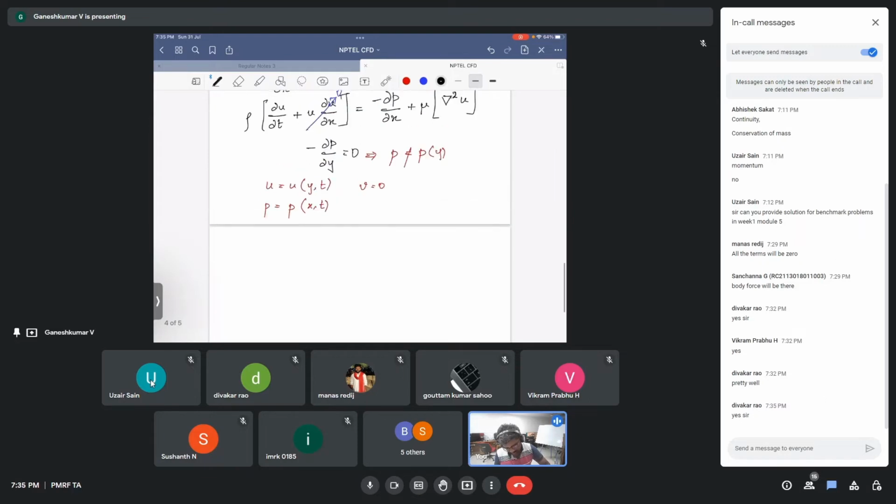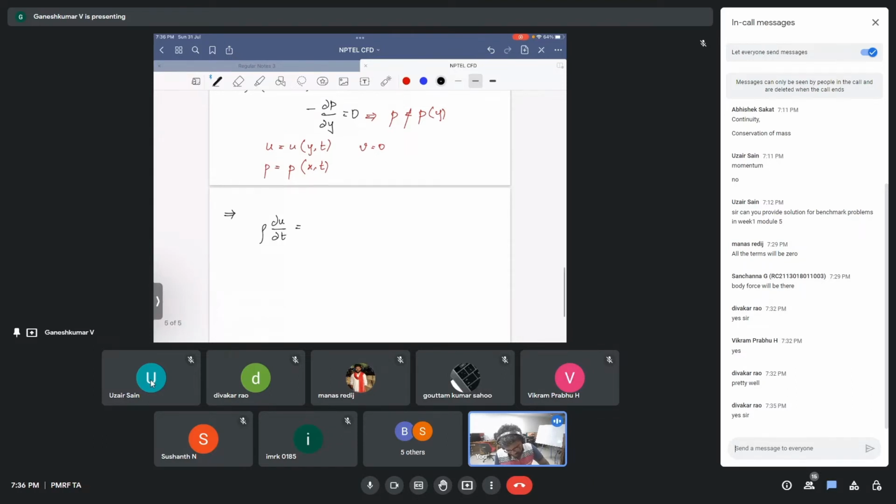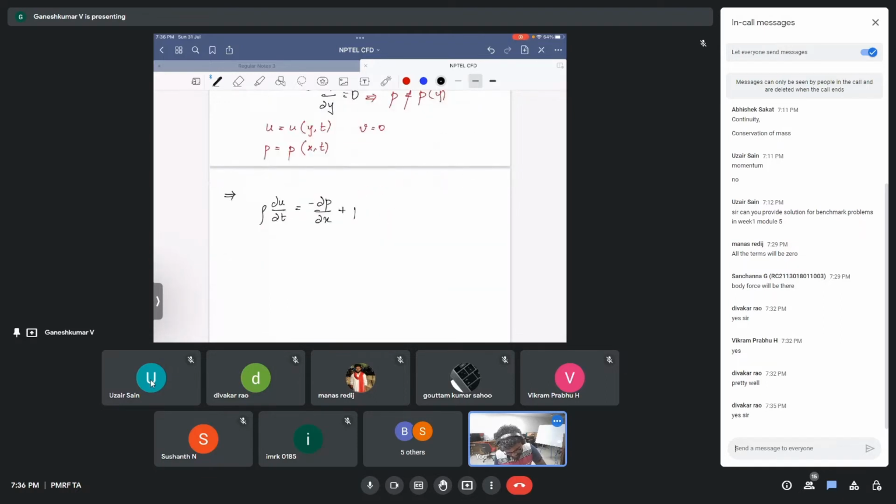After simplification, we can simply write rho times dou u by dou t is equal to minus dou p by dou x plus mu times dou square u by dou x square. I wrote it simply there, I will write it again. Dou x square, dou square u by dou z square.